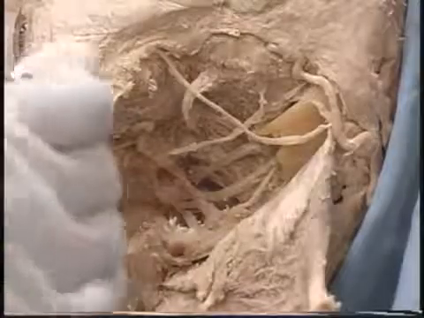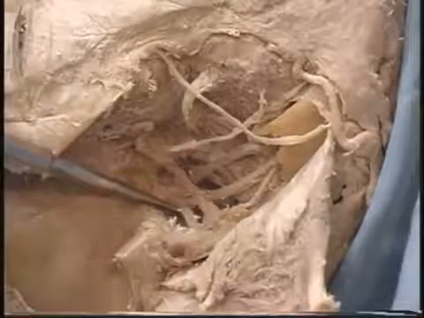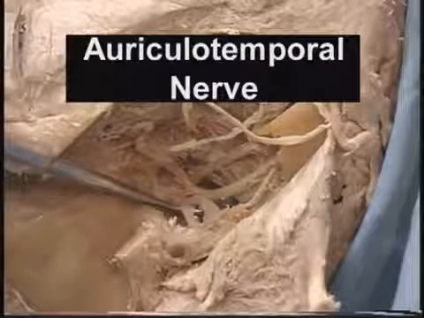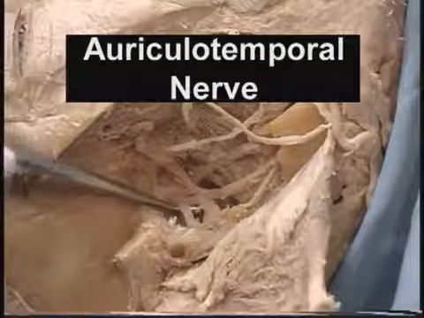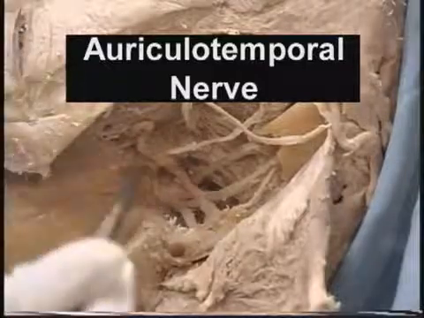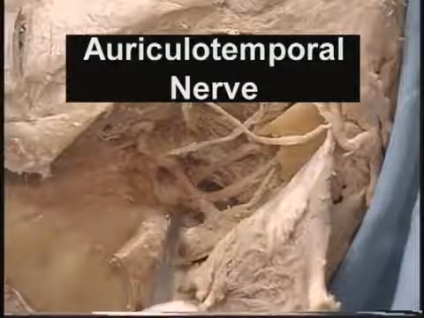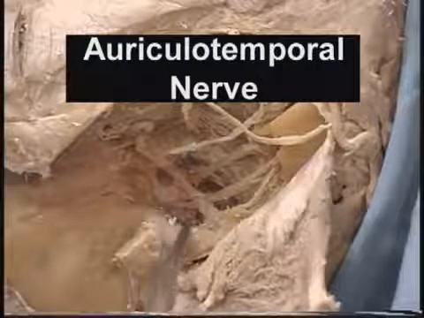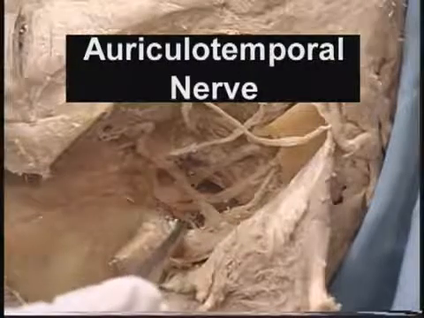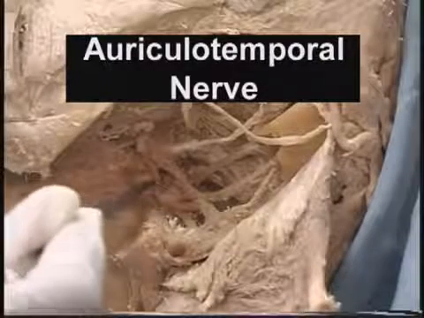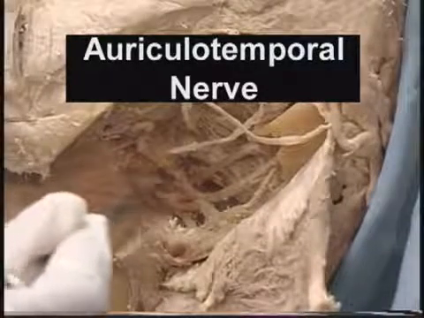Answer number 7. The structure I'm holding is the auriculotemporal nerve, and you can see its relation to the middle meningeal artery. It's encircling the middle meningeal artery and going towards the TM joint, coming out from the main stem. This is the main stem of the mandibular nerve.